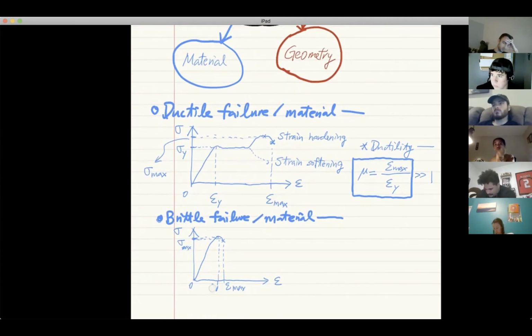So let me just clean it up a little bit. This is epsilon y. Now for brittle materials, this ratio, mu, will be just slightly greater than 1. But it's not going to be much greater than 1. So this is what we know.